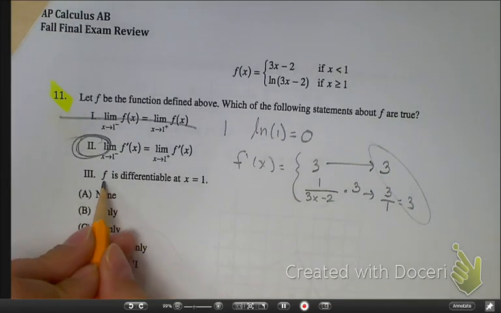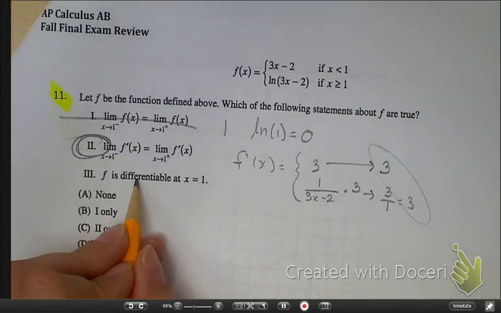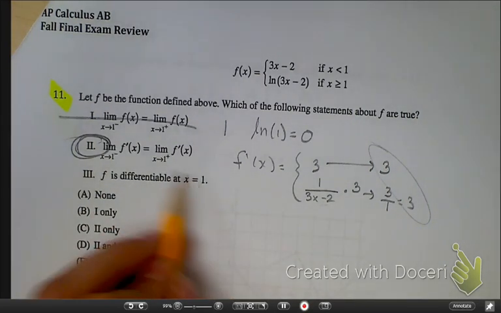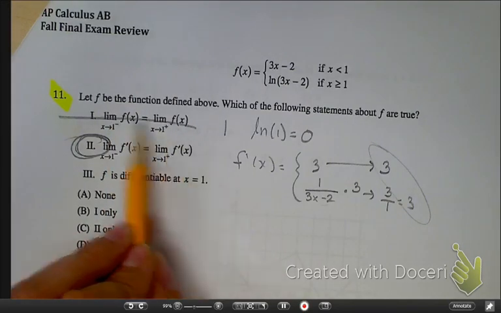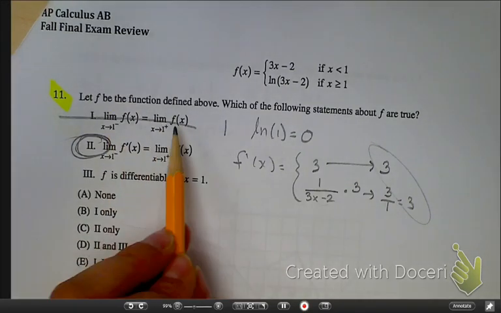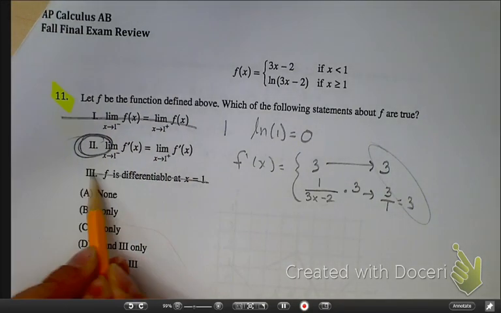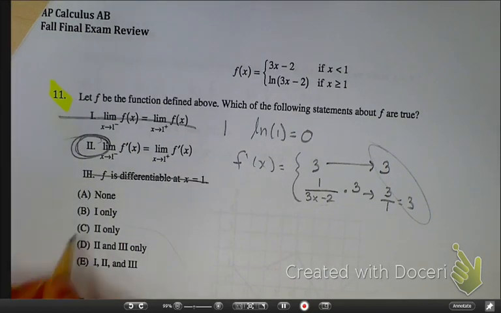The third one is not true, however. The function is not differentiable. The reason it's not differentiable is because the function is not continuous. That first one was false. And remember, if the function is not continuous, then automatically we know it's not differentiable. So the only one that's true is that second option.